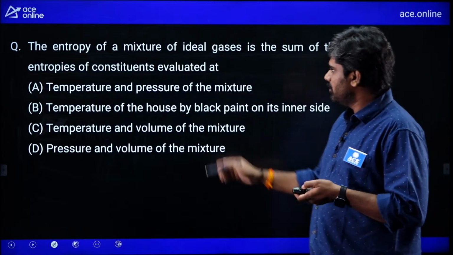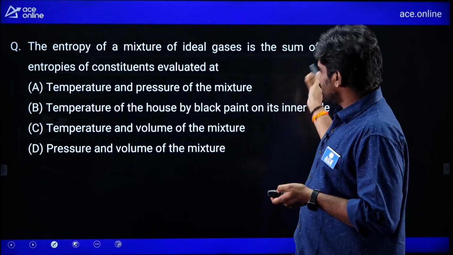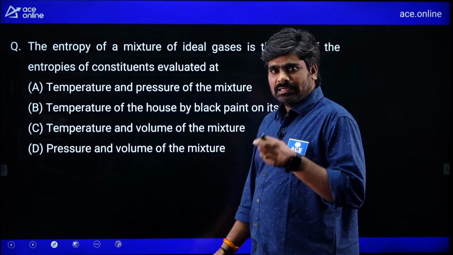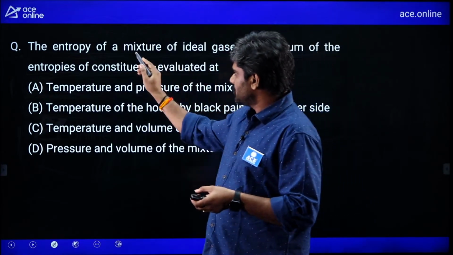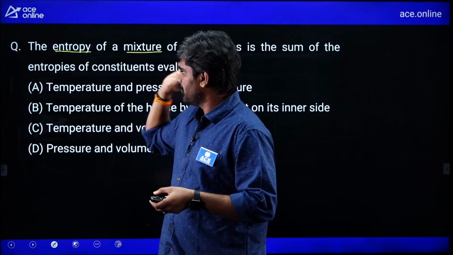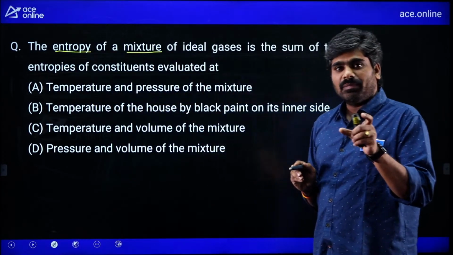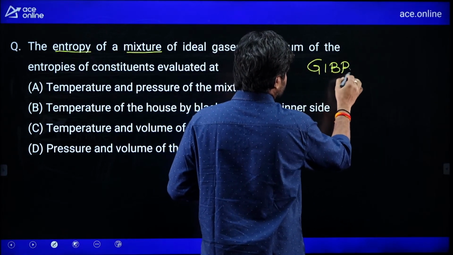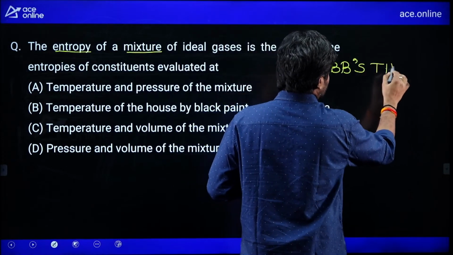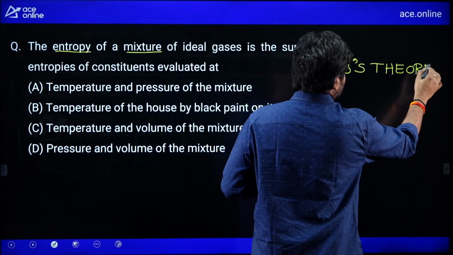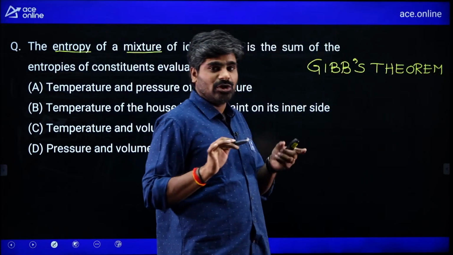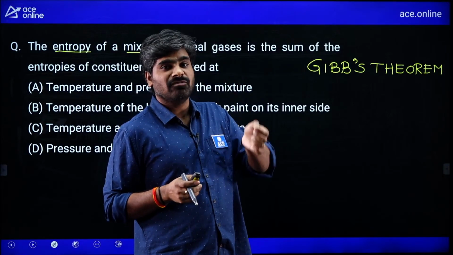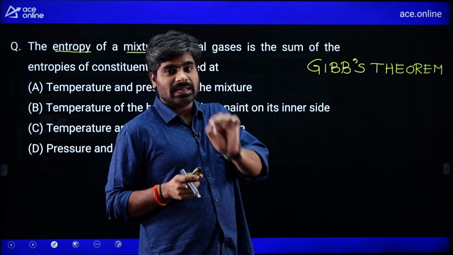Next question: entropy of a mixture of ideal gases is the sum of the entropies of constituents evaluated at, these are the options. See, first of all, entropy of the gas mixture is given. There is a statement from Gibbs theorem. Gibbs theorem states that entropy of a gas mixture is the sum of partial entropies at a given temperature and volume.